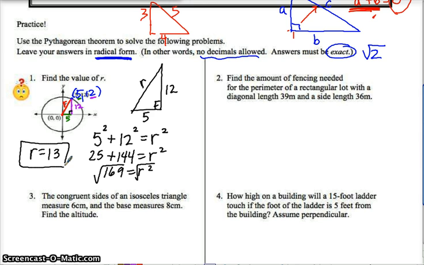And how do I know it's positive 13? Because right here, technically, you should be putting plus and minus 13, because negative 13 squared is also 169, and positive 13 squared is a positive 169. But the negative doesn't work. How do I know that?